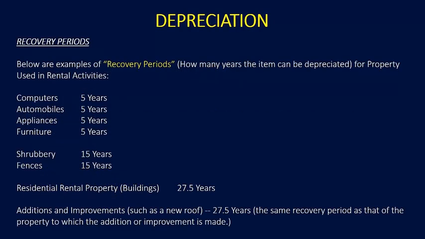So what are recovery periods? Well, below are some examples of recovery periods. And again, a recovery period is how many years the item can be depreciated. And this is for property used in rental activities: computers, 5 years; automobiles, 5 years; appliances, 5 years; furniture, 5 years; shrubbery and fences, 15 years; residential rental property, the building itself, 27.5 years; and any additions and improvements such as a new roof, 27.5 years, the same recovery period as that of the property to which the addition or the improvement is made.